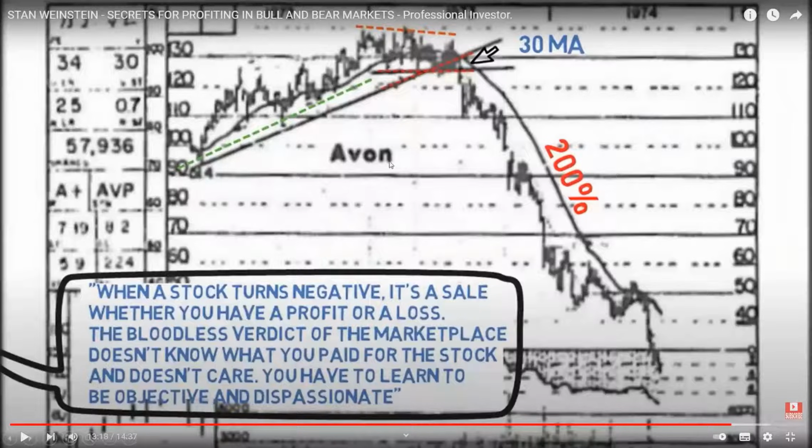And in the negative scenario, you see the price going below the 30 moving average. There was a range first, and then the price went below the 30 moving average, and then you see this stock crash around 200% from that.